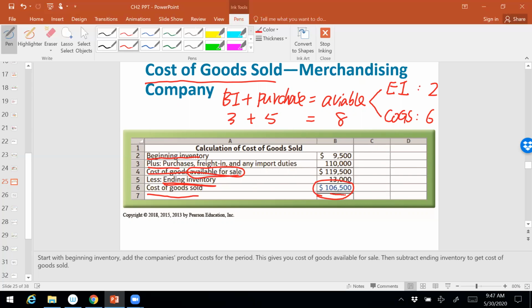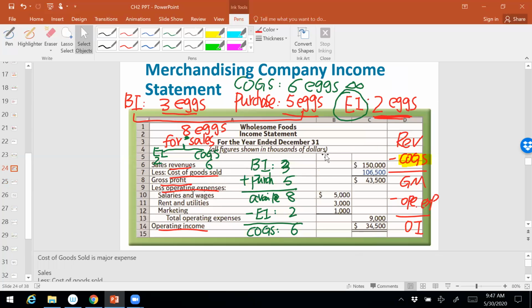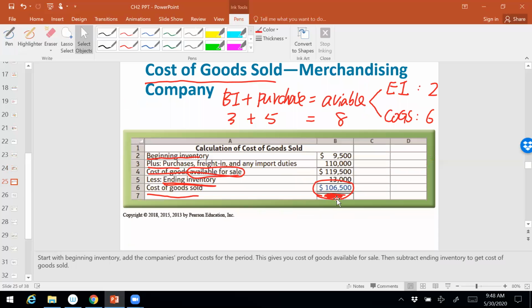Remember, you got your cost of goods sold here, 106,500. And then you put this 106,500. Remember 106,500? You got it from the next slide. Beginning plus purchase gives available for sale, minus ending gives you cost of goods sold.